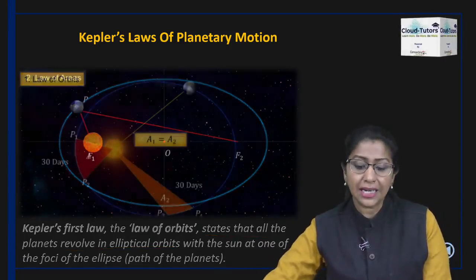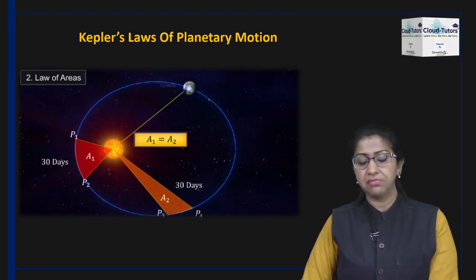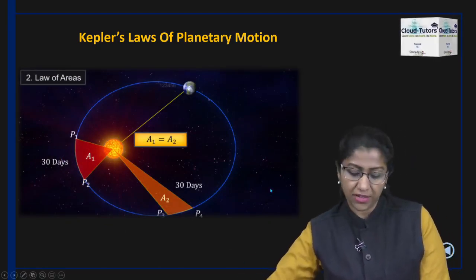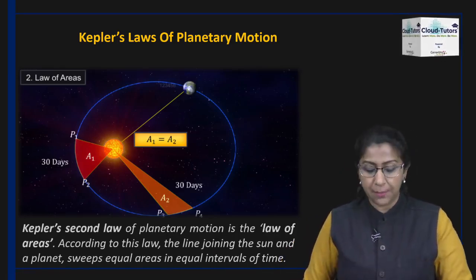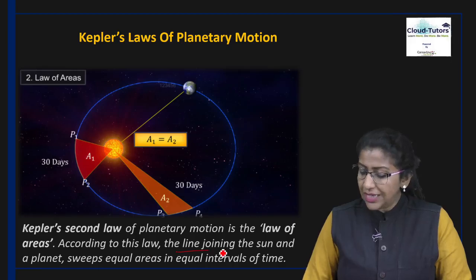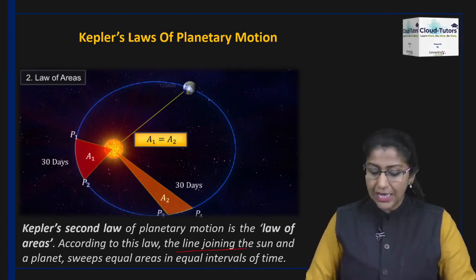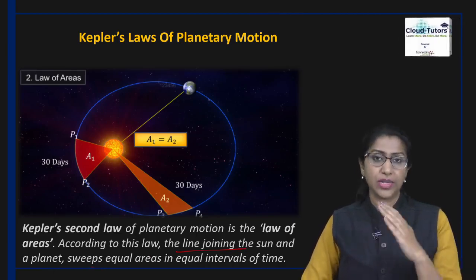What does the second law state? The second law is very interesting, and the observations also support it. It states that the line joining the sun and the planet sweeps equal areas in equal intervals of time.